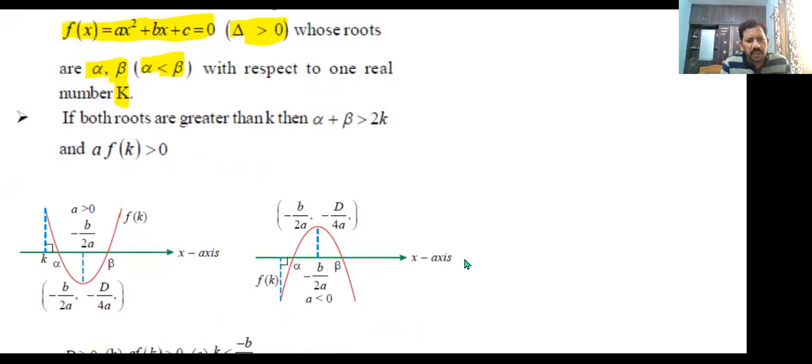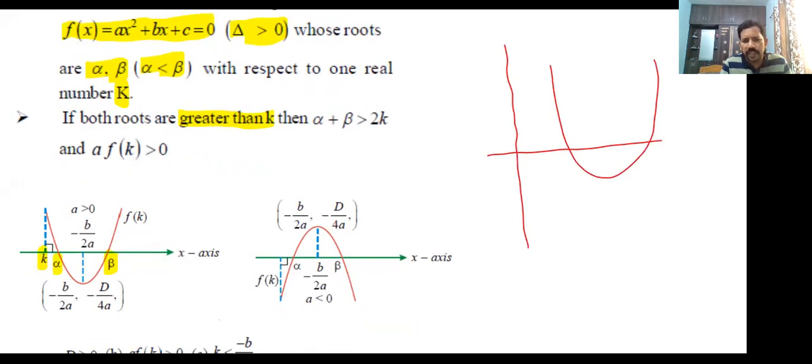If both the roots are greater than k, that means the k value is comparatively smaller than alpha and beta. Here observe that this is the x-axis, this is the y-axis. This is a curve drawn like this. If a is greater than 0 the curve opens upward, if a is less than 0 the curve comes downwards. This is y equals f of x. Where the curve intersects the x-axis, those are the roots of the quadratic equation.